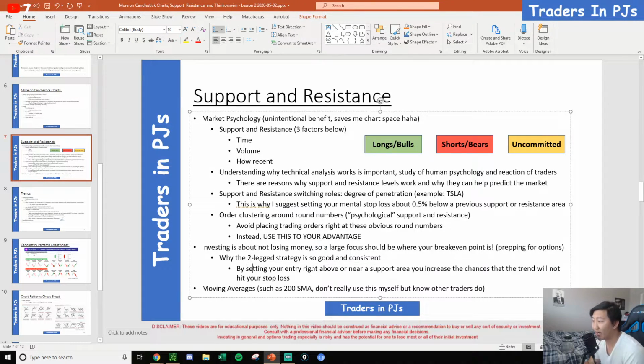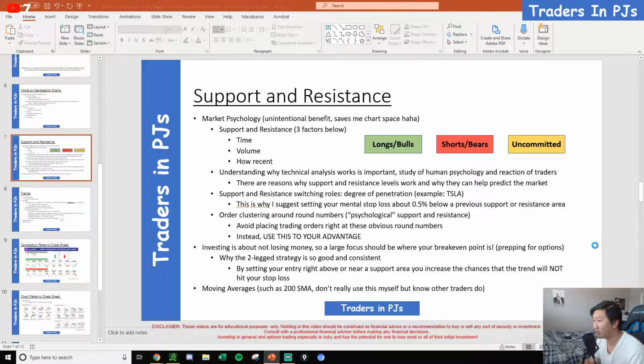By setting your entry point right above or near a support area, you increase the chances that the trend will not hit your stop loss. And I should emphasize this: not hit your stop loss, right? And when we talk about buying options and entering a trade position for options trading, this is going to be very important: managing where your break-even point is.